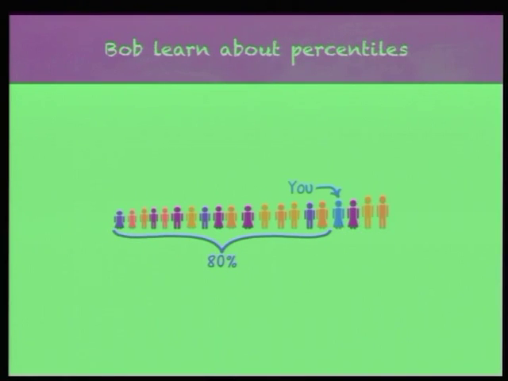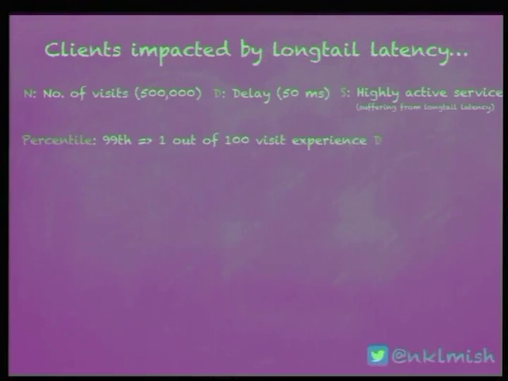That's where Bob started to learn about percentiles. He was precisely interested in the 99th percentile of his system. The 99th percentile simply means that 1 out of every 100 visits experiences some delay, D. In our case, this delay can be 50 milliseconds. The total visits experiencing the delay can be easily calculated using n, the number of visits, divided by 100. So right now, as you can see, this number is really not so alarming. It's 5,000 out of 500,000.